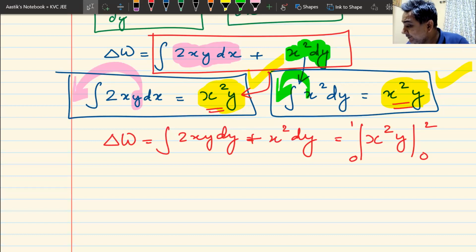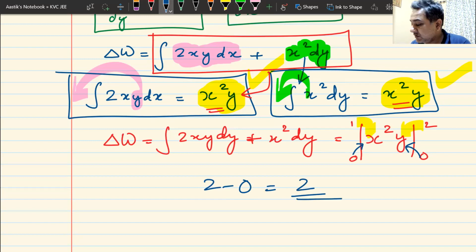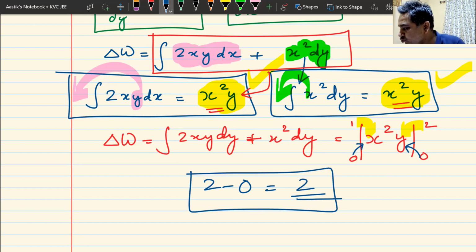So initially, I will put the value of x as 1 and y as 2. X as 1, 1 squared is 1. 1 squared multiplied by 2 is 2. So the first answer is 2. Then I put the value of x as 0 and y as 0. 0 multiplied by 0 is 0. So it is 2 minus 0. The answer for this entire thing is simply 2. And that is how this has to be done.